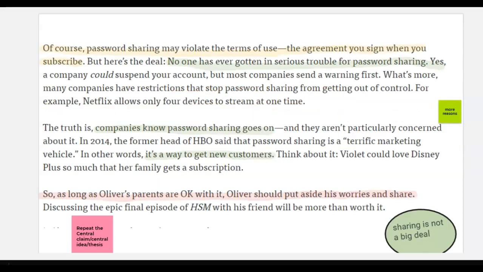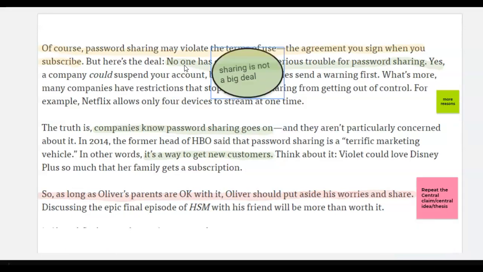In paragraph 4, you'll notice that there's another counter-argument. "Of course, password sharing may violate the terms of use, the agreement you sign when you subscribe." Another rebuttal, which you could kind of turn into a reason, is that no one ever gets in serious trouble for password sharing. The companies know password sharing goes on. To summarize that: sharing is not a big deal because the companies know that it's going on.